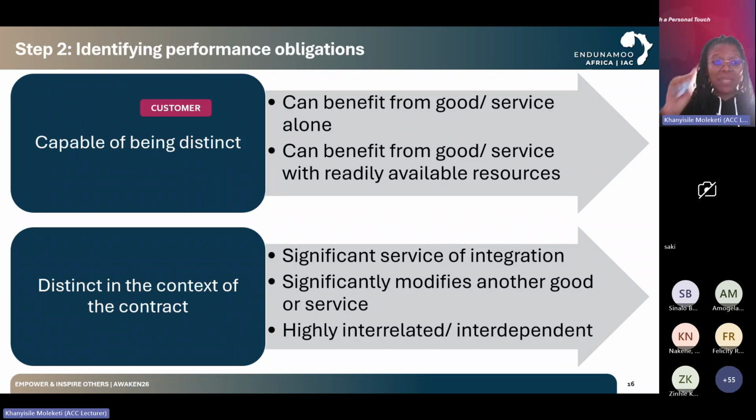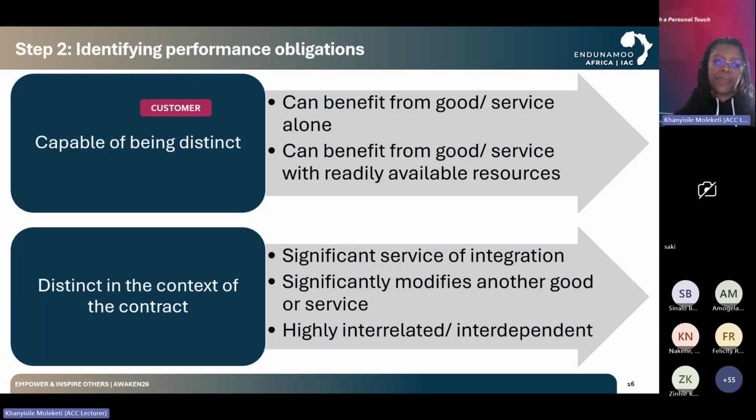Very key thing, I almost made a mistake there. I almost concluded that I've got a PO by looking at just one thing. We can't. We must look at both capable of being distinct and distinct in the context of the contract. Okay? So we can't conclude whether they've got a PO on just one part. We conclude whether the different items, the different promises, are capable of being distinct. Okay. So in this case, we're saying you've got a car, I can use this car by itself. So it's capable of being distinct.